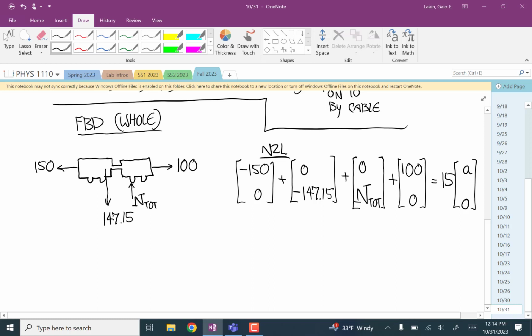There are two equations here, but we're trying to calculate the acceleration vector, which is this. And so you can see that we'll know the acceleration vector as soon as we figure out a. So I'm just going to use the x equation. Negative 150 plus 0 plus 100 is equal to 15a.